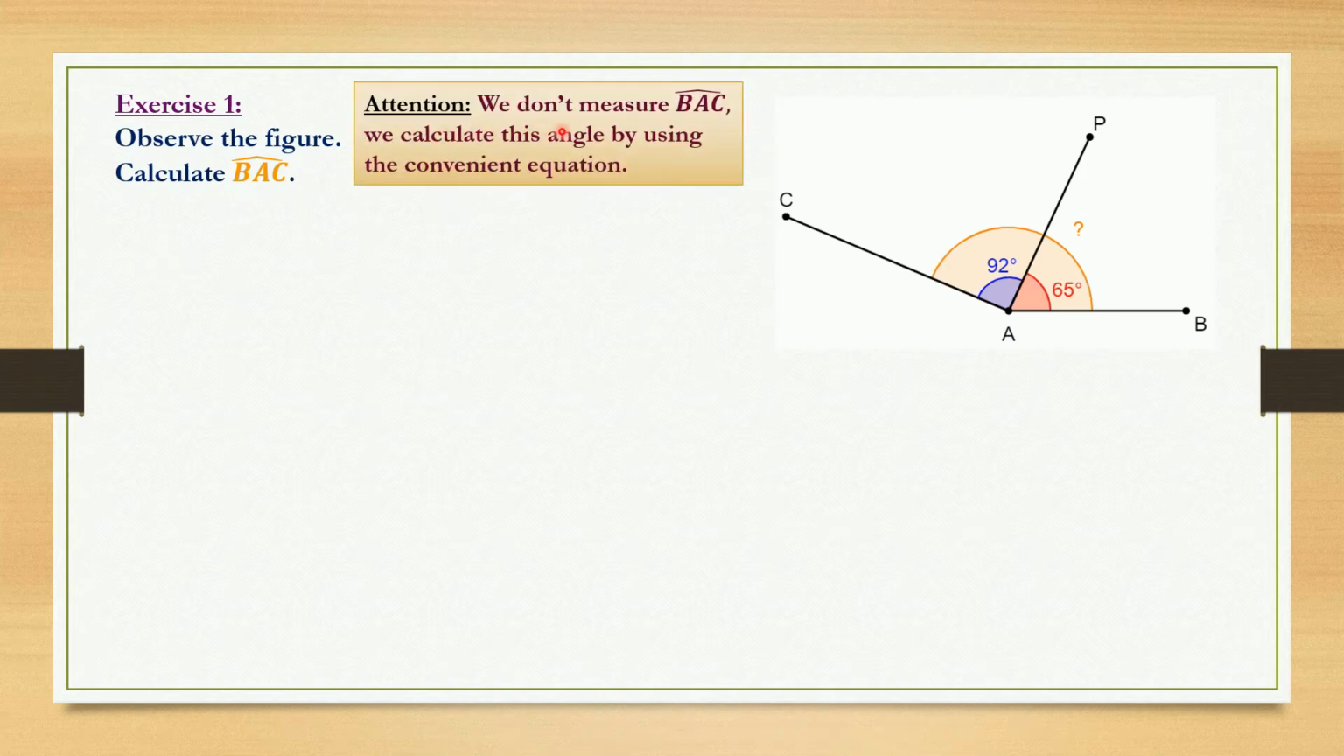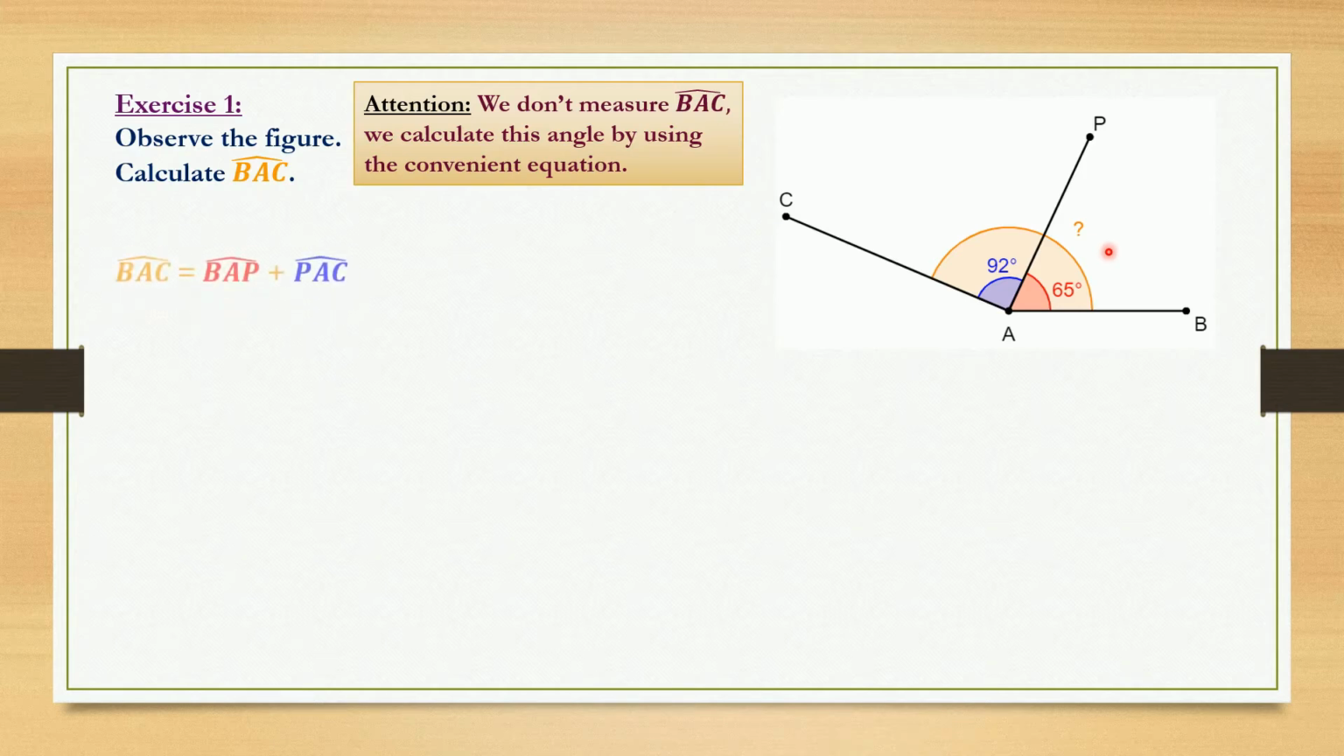So attention, we don't measure BAC. We cannot use a protractor to measure BAC. We calculate this angle by using the convenient equation. So the question here is calculate, not measure. And to find the measure of a whole, we use the addition of angles property or equation.